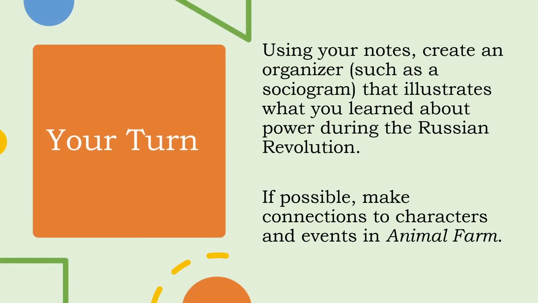So now it's your turn. Think about those two examples that you saw, and you're going to use your notes to create some sort of organizer, like a sociogram or a visual representation that illustrates what you learned about power during the Russian Revolution. If possible, you're going to make connections to the characters and events in Animal Farm. So think about those individuals and groups that were involved in the Russian Revolution, and then think about what we know about the characters in Animal Farm and see if you can make some connections and use those symbols and representations to create a sociogram to show those power relationships. Good luck and happy illustrating!